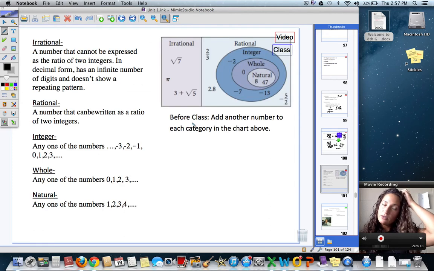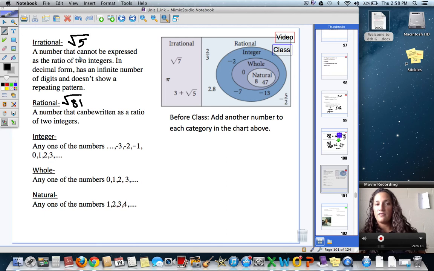Okay, so we were just talking about irrational and rational numbers, and you might have heard about these, you might have not. An irrational number would have been like the square root of 5, and a rational number would have been the square root of 81. We can't do the square root of 5. It's an irrational number. An irrational number is a number that cannot be expressed as the ratio of 2 integers, or it cannot be expressed as a fraction.